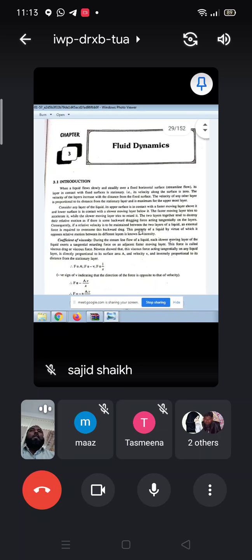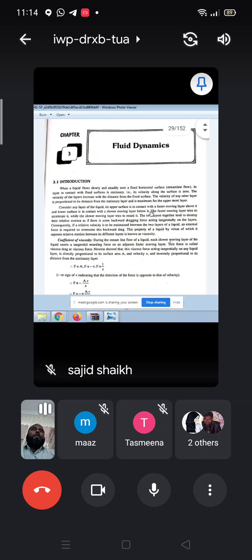Then its layer in contact with the fixed surface is stationary, that is, its velocity along the surface is zero. The velocity of the layer increases with the distance from the fixed surface. The velocity of any other layer is proportional to its distance from the stationary layer and is maximum for the uppermost layer.